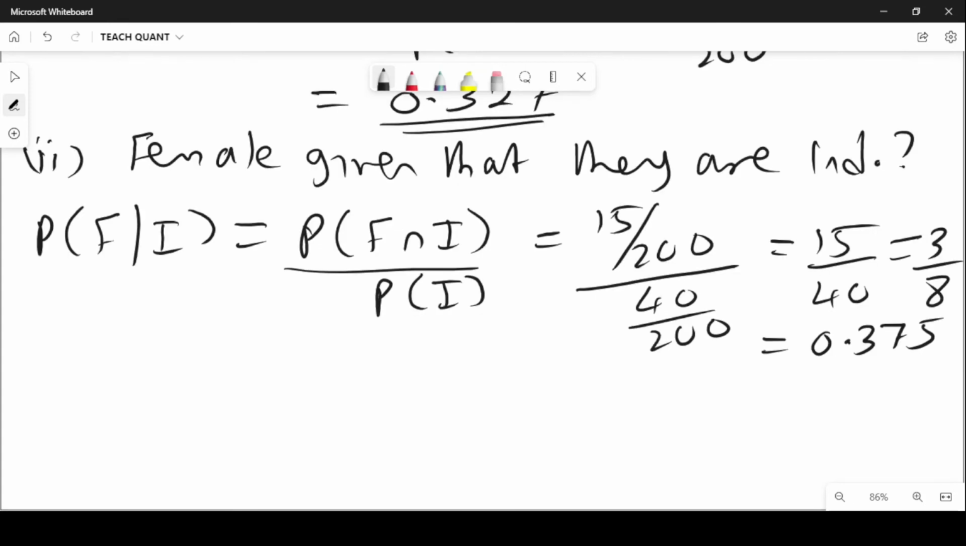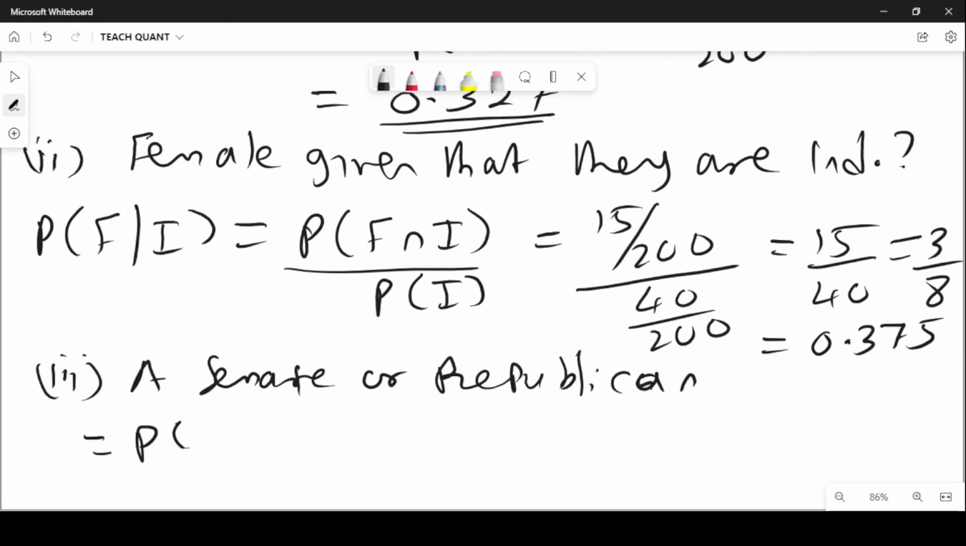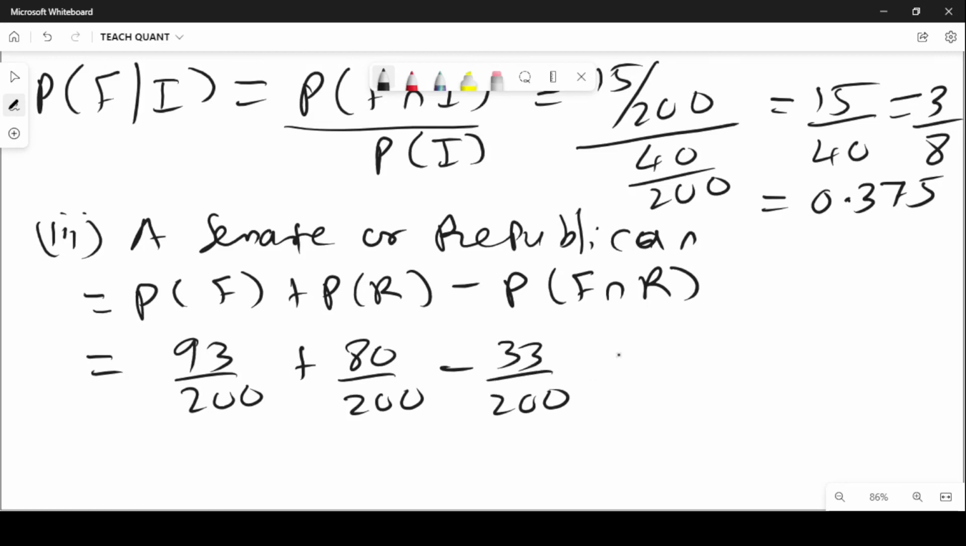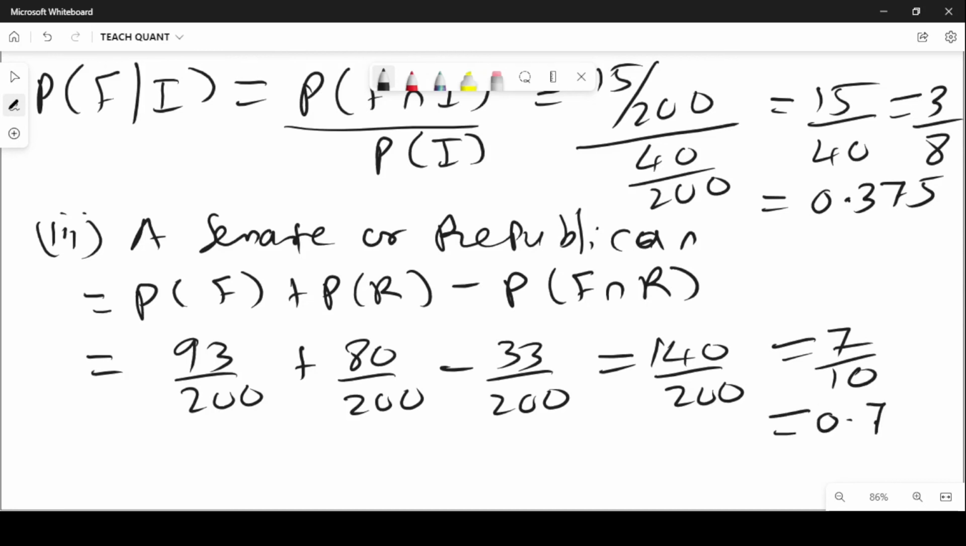That will be equal to the probability of female plus the probability of Republican minus the probability of female intersection Republican. The probability of a female is 93 over 200. The probability of being a Republican is 80 over 200. And the probability of a Republican and female is 33 over 200. So this will be equal to 93 plus 80 minus 33, which is 140 over 200, which is 0.7.